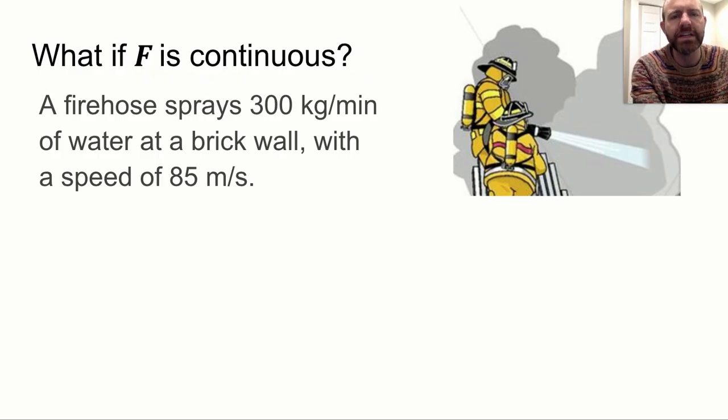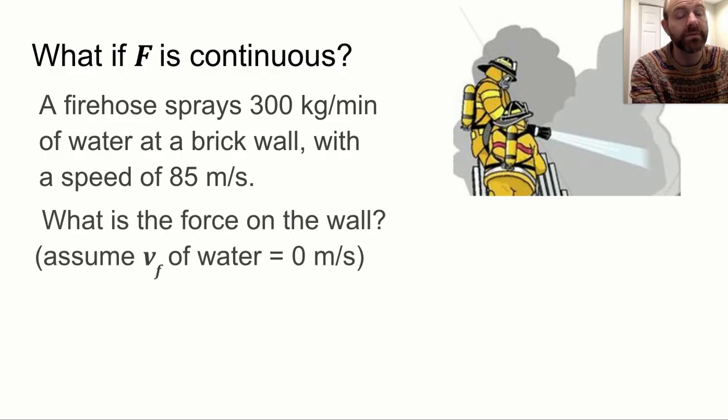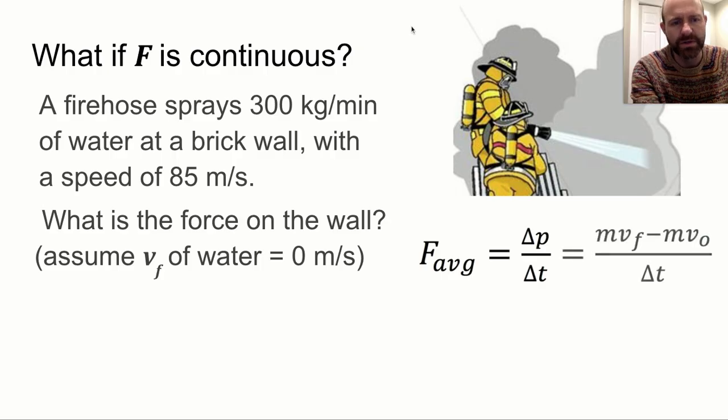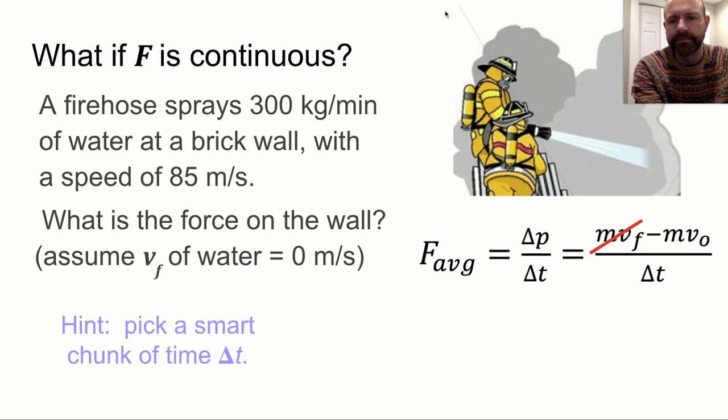All right, one other example. If F is a continuous force, like say water spraying out of a hose, right? Fire hose, 30 kilograms of water per minute hits a brick wall with a speed of 85 meters per second. What is the force on the wall? Again, we're talking about an average force here. Change in momentum over time gives us our average force. This is the change in momentum. We know that the final momentum is 0. It stops after it hits the wall.